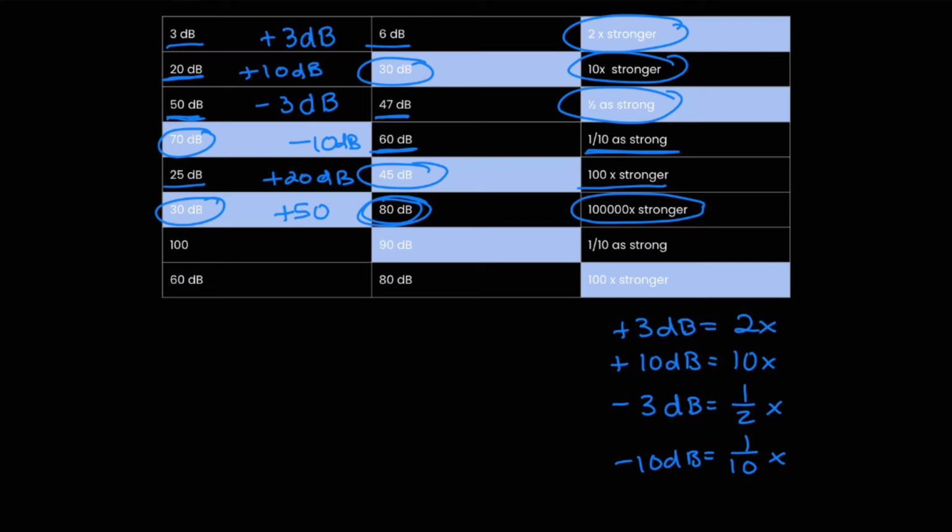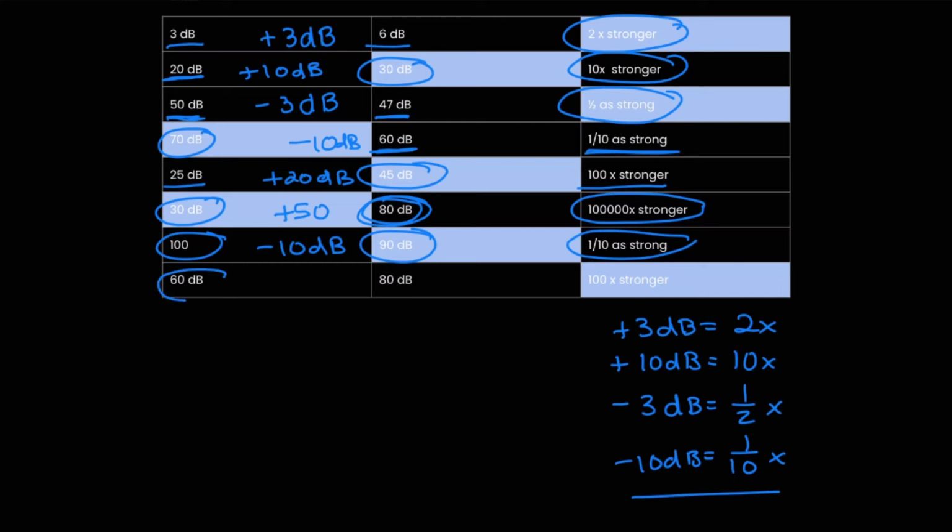The next row says that we started with a value of 100 decibels and that the new wave is going to be 1/10 as strong. That matches up with one of our rules, so we know that we just need to subtract 10 decibels from this value to get a new value of 90 decibels.